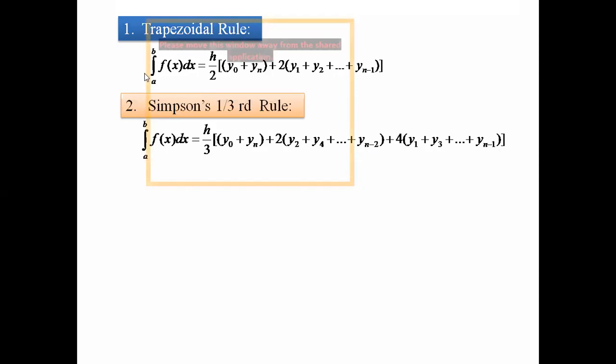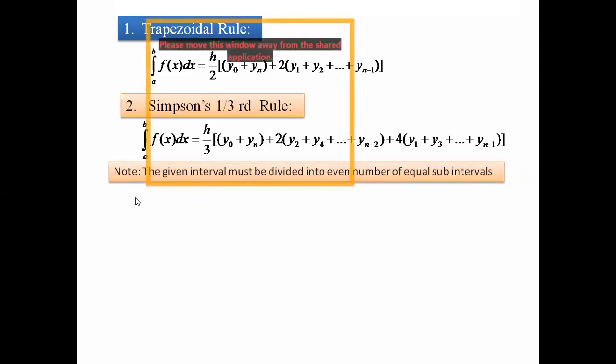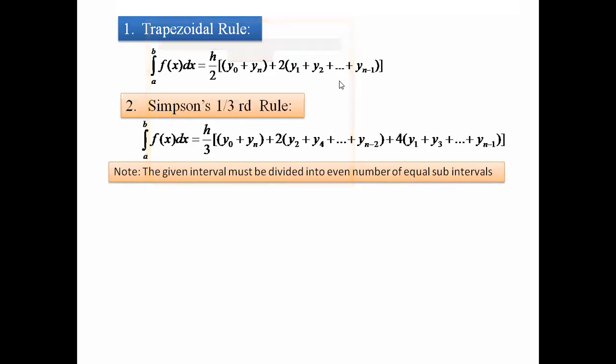So this is the trapezoid rule. Next, Simpson's one-third rule. Here, to use it, there is a condition. That is, the given interval must be divided into an even number of equal subintervals. Suppose the question mentions divided into 6 equal parts, then you can use it. Divided into 5 equal parts, then this formula cannot be used. Then you can use the trapezoid formula only. Because for the trapezoid rule, there is no restriction on the number of divisions of the interval.